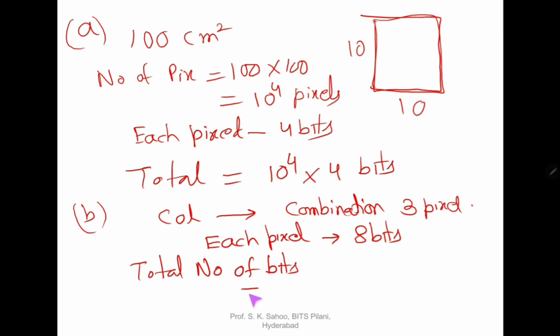Total number of bits will be equal to the number of pixels, 10 to the power 4, into each pixel. How many pixels? It will be 10 to the power 4, and every color pixel is made of 3 colors, right? So that is multiplied by 3, and every color is represented by 8 bits, so into 8. So this will be 240 into 10 to the power 3 bits.